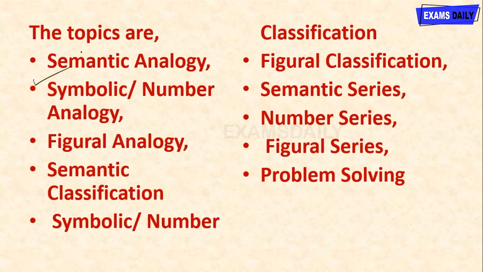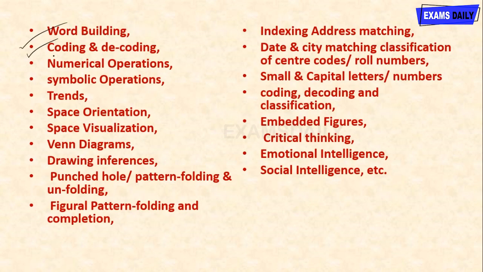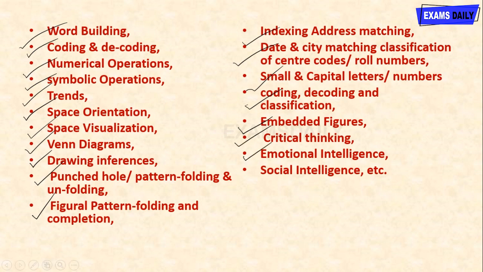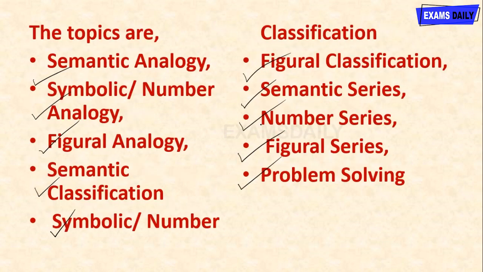Then the topics are semantic analogy, symbolic or number analogy, figural analogy, semantic classification, symbolic or number classification, figural classification, semantic series, number series, figural series, problem solving, word building, coding and decoding, numerical operations, symbolic operations, trends, space orientation, space visualization, Venn diagram, drawing inferences, punched hole or pattern folding and unfolding, figural pattern folding and completion, indexing, address matching, date and time matching, classification of central codes or roll numbers, small and capital letters, number coding, decoding and classification, embedded figures, critical thinking, emotional intelligence, and social intelligence. These are the topics for general intelligence and reasoning.